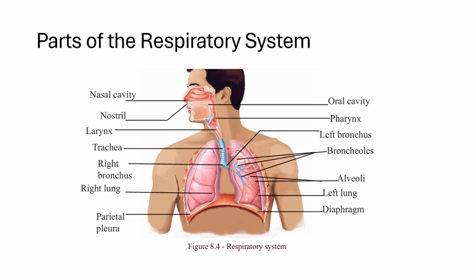This is the left lung, this is the right lung, and there's a diaphragm beneath the two lungs, and then there's the parietal pleura. So this is the membrane that lines the inside of the thoracic cavity.